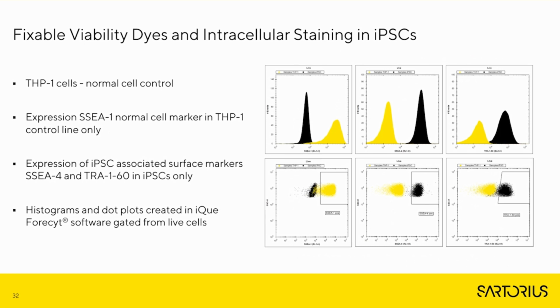So if we then look at the surface marker staining, again, we've got the THP1s here as the normal cell control in yellow. And what we can see in the first histogram and dot plot is that the THP1s have high levels of the SSEA1, which is the marker for non-pluripotency, whereas the iPSCs do not express. If we move across to the two pluripotency markers, we can see that the THP1s are very low, so indicative of not expressing that particular marker, and then the iPSCs in black are shifted way across to the right, which means that they are expressing that particular marker of pluripotency.